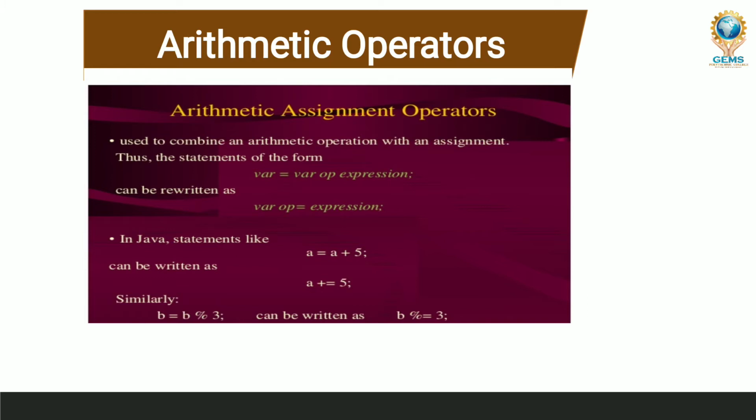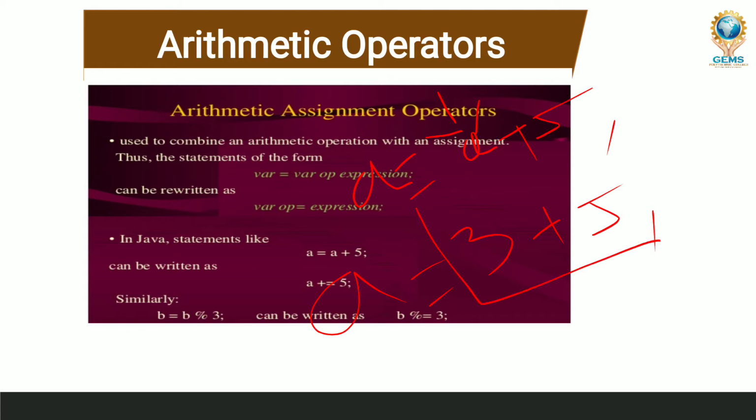So what are arithmetic operations? Here variable A is there. A equals A plus 5. It means already in A some value is there. Just imagine in A the value 3 is there, plus 5. Now 3 plus 5. So this value will go and be stored into variable A. So here some addition is going on. This kind of operation is called arithmetic operations.